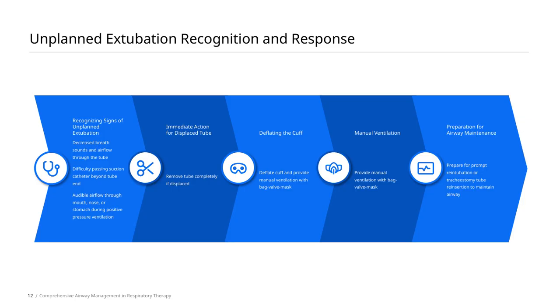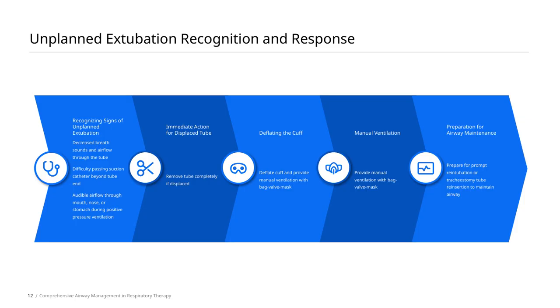Next, you'll want to be ready to provide manual ventilation using a bag valve mask. This step helps support the patient's breathing immediately after extubation, maintaining oxygenation and ventilation. If necessary, deflate the cuff of the tube to facilitate manual ventilation and reduce resistance. In cases where the tube is displaced or completely out, the immediate action should be to remove the tube entirely. This prevents further airway obstruction and prepares for reestablishment of the airway.